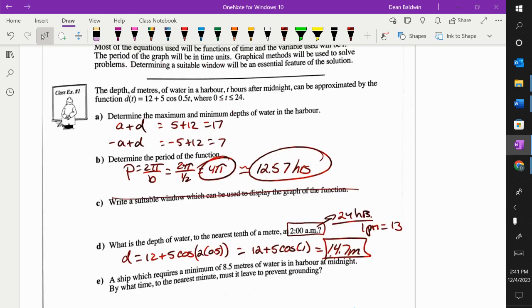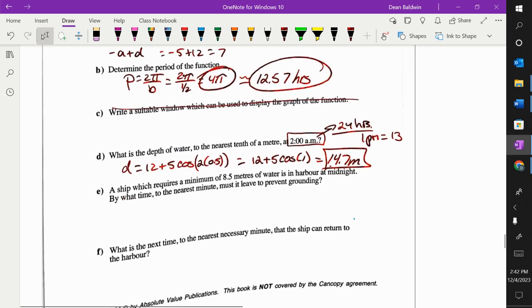All right. So we have the max and the min. The period you can calculate using the b value from the equation and 2 pi over b. If you want to know the depth at 2 a.m., you can literally plug it into the equation. It must be in rads. I will ask you to do something similar to this on the test. Okay, this next one we need the graph for.